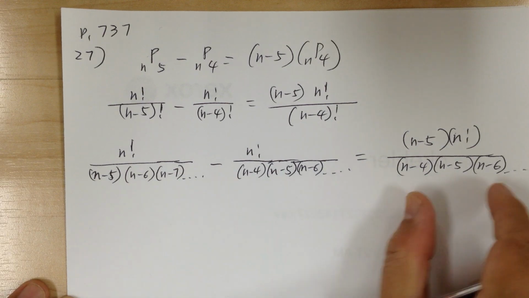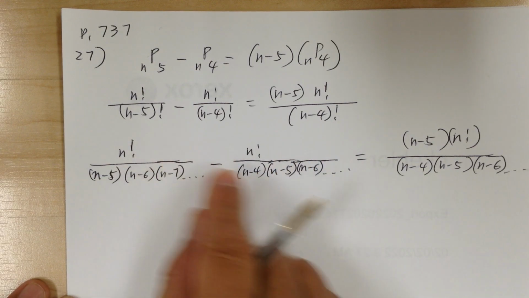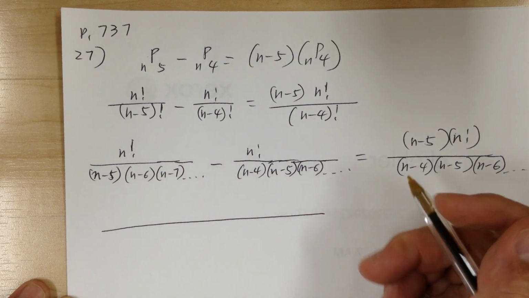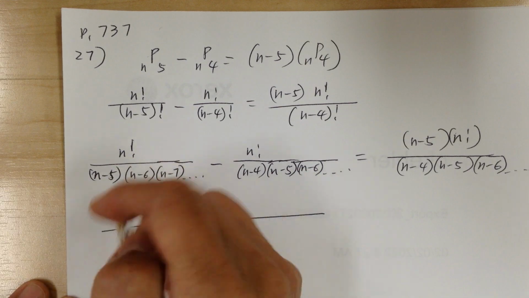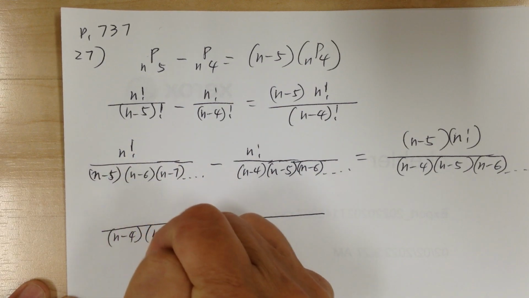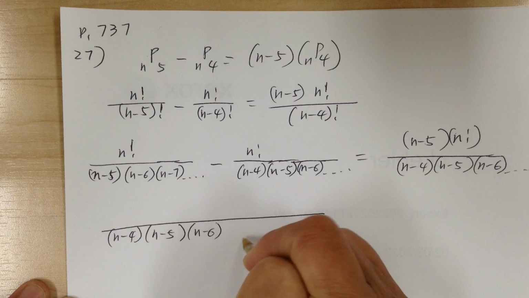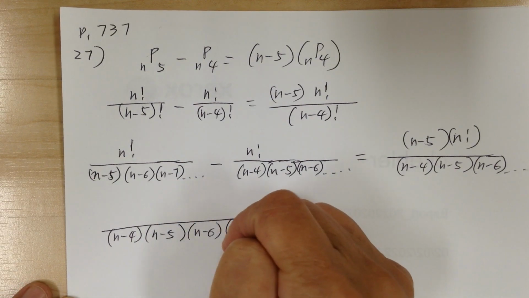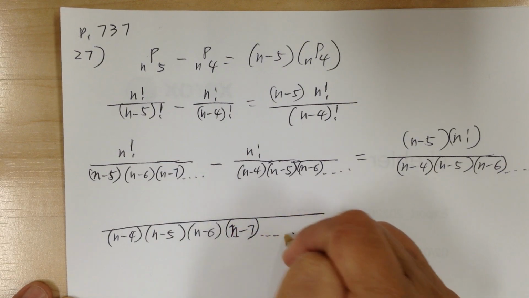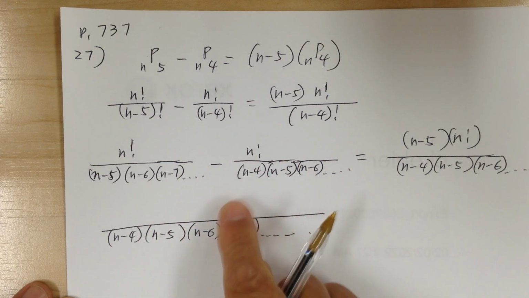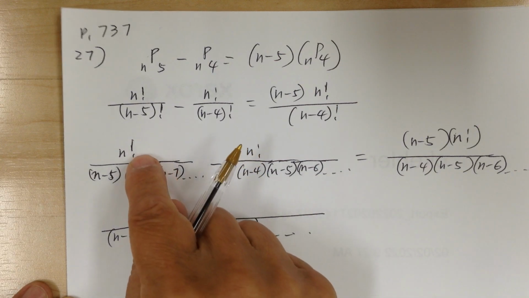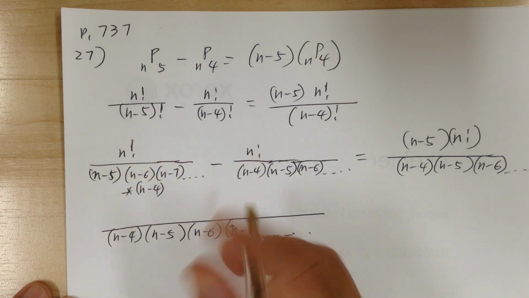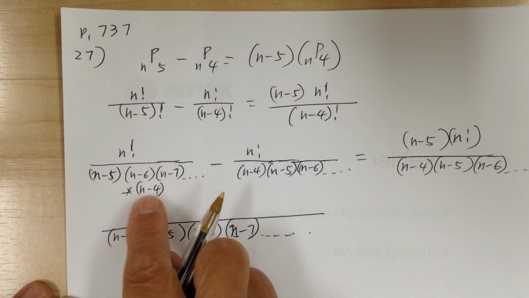Now, to make this side match with that, we need to subtract. To subtract fractions, you need to get your common denominator. So from here, your LCD would be n minus 4, n minus 5, n minus 6, and so on. N minus 7, just continue. Let's do this then. Once you get your common denominator, you have to figure out how you are going to get from here to here. To get from here to here, you need to multiply by n minus 4, because this one is missing n minus 4.